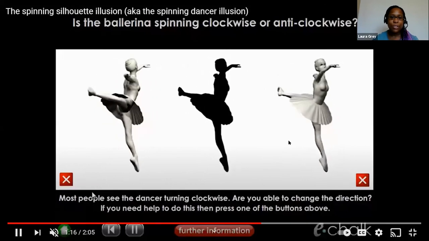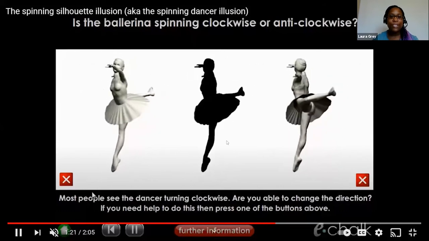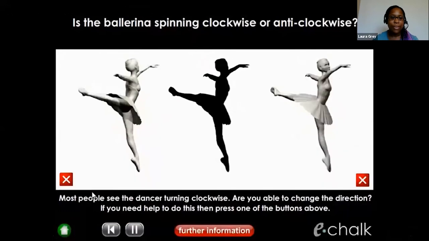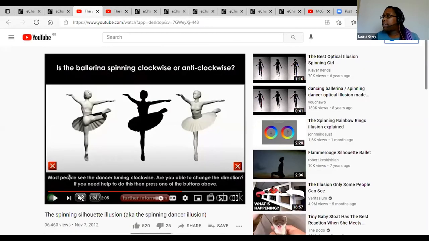So don't forget, switch to the other one and you'll see it change direction. And it's difficult because your brain doesn't have enough information from just that silhouette to make sense of it. Okay, I'm going to stop that. And let me go back to the PowerPoint.